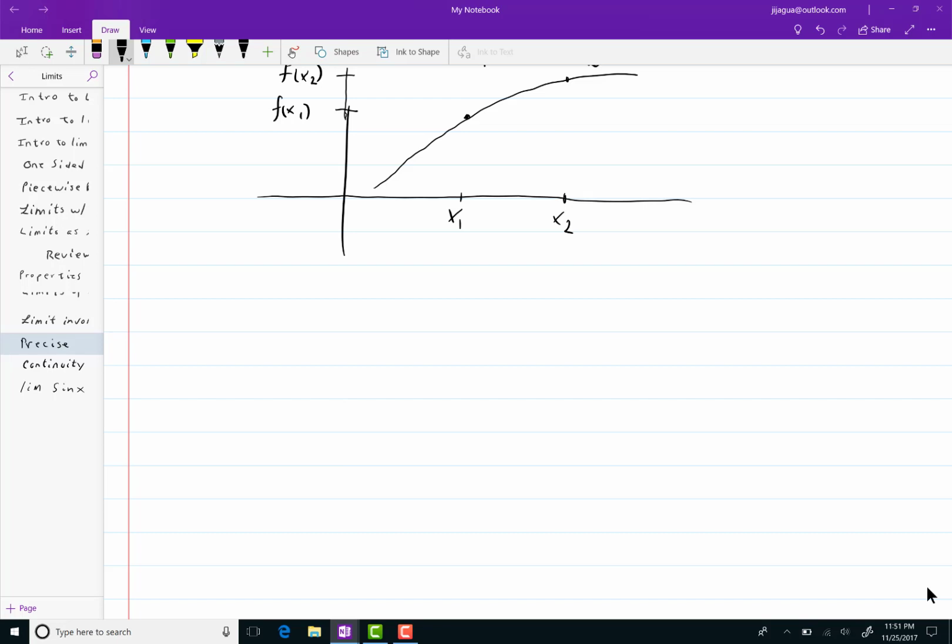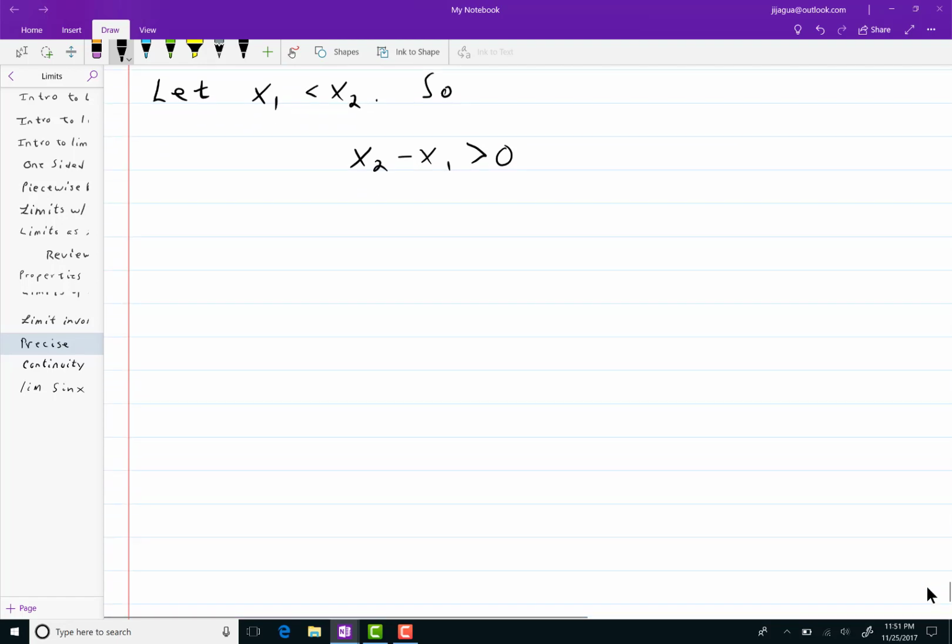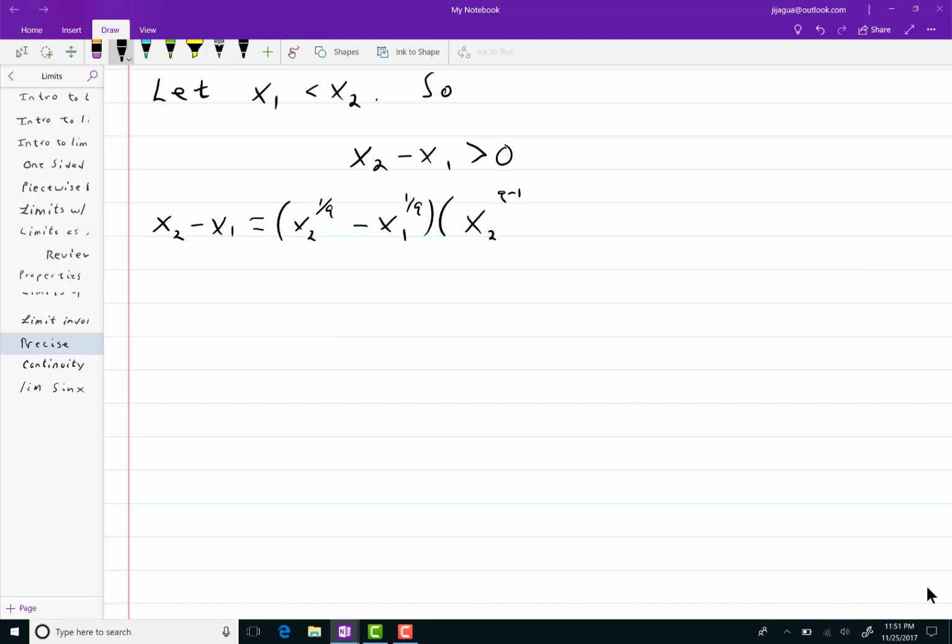Suppose, let's just start out with this. Let x1 be less than x2. So x2 minus x1 is greater than 0. Now, if you'll recall, there's a really freaky way to factor this that I did in one of the earlier sections. I can write x2 minus x1 equal to x2 to the 1 over q minus x1 to the 1 over q times x2 to the q minus 1 over q plus x2 to the q minus 2 over q times x1 to the 1 over q plus dot, dot, dot.